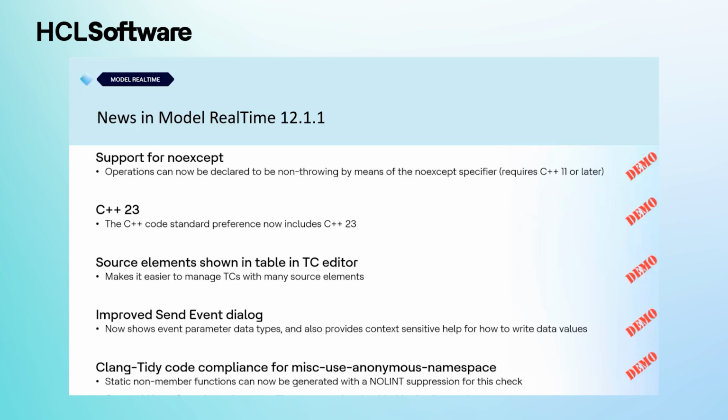Then we have extended our Clang-Tidy support for code compliance to now handle this check called misuse anonymous namespace. This means that you now can have the no-lint suppression generated for all static non-member functions that are generated. And this can reduce the number of warnings quite a lot in the generated code.